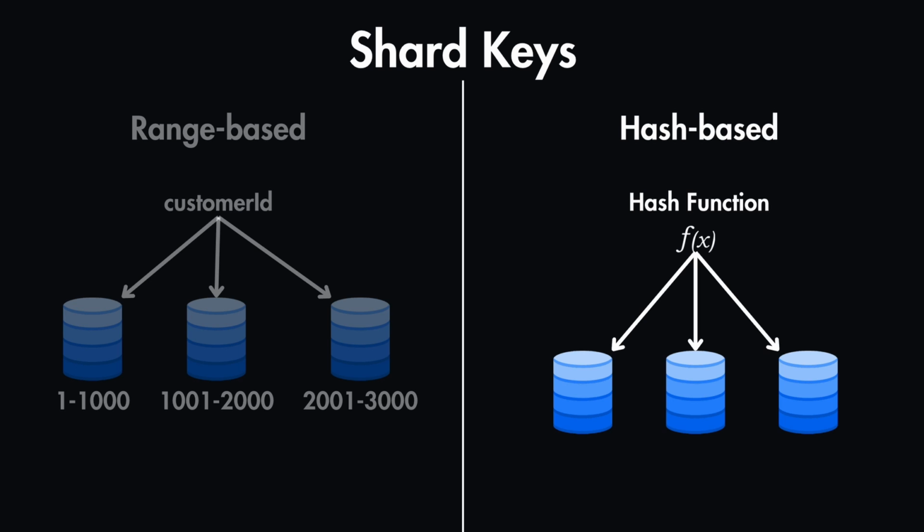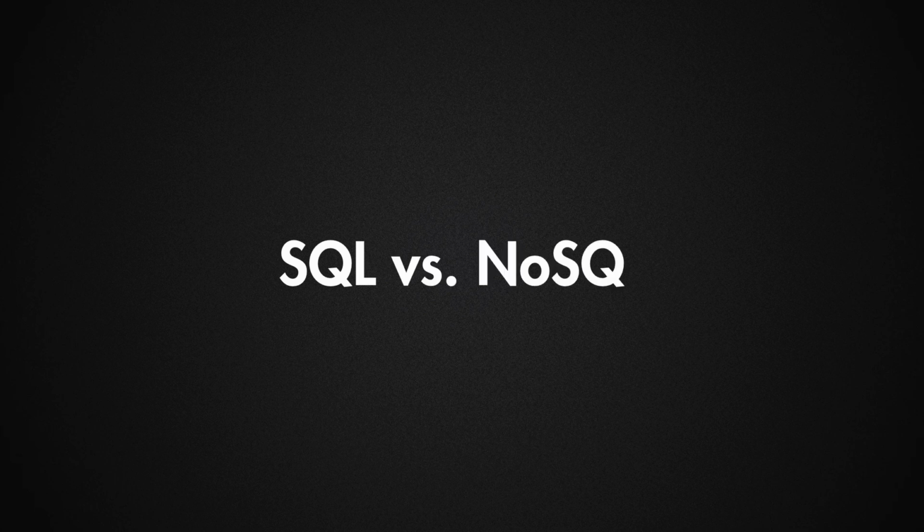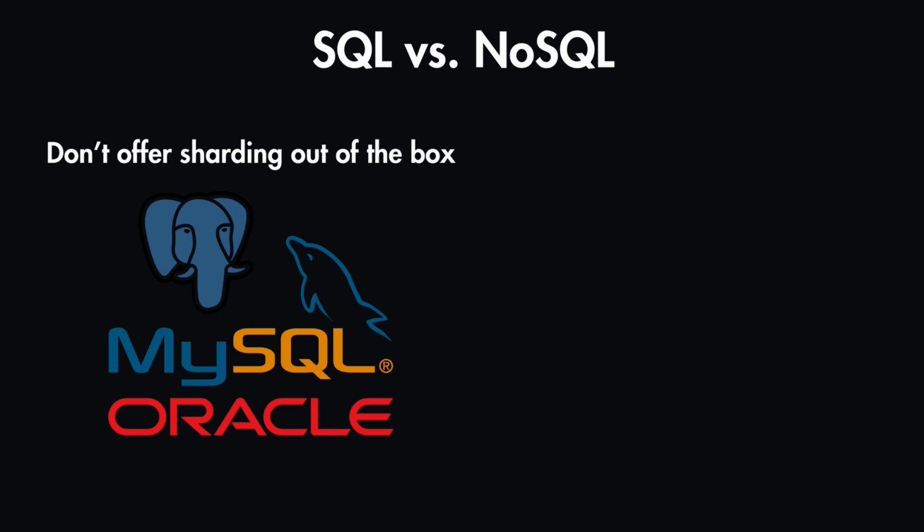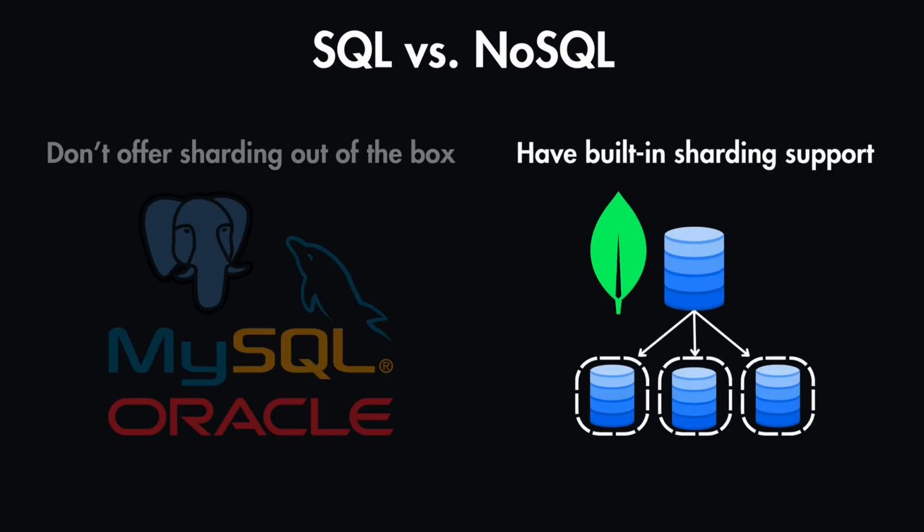And sharding can be very different depending on whether you're doing it on a SQL or NoSQL database. Traditional SQL databases typically don't offer sharding out of the box, which means you need to implement the sharding logic yourself. And this makes sense because that's the nature of SQL databases. You have to decide which tables go to which shards. But on the other hand, many NoSQL databases like MongoDB have built-in sharding support, which makes it easier to scale horizontally, and you don't have to provide much custom logic because it comes with the sharding out of the box.